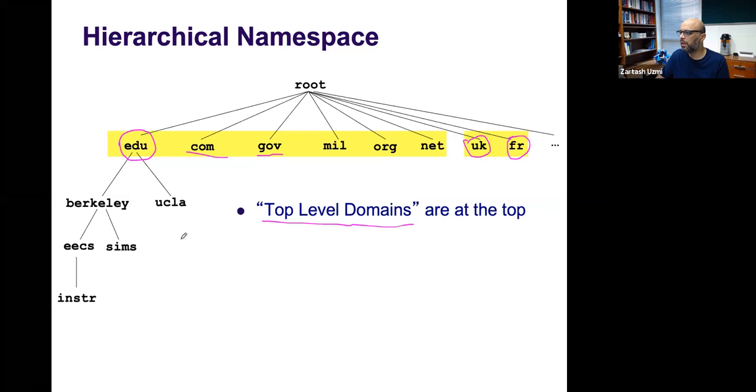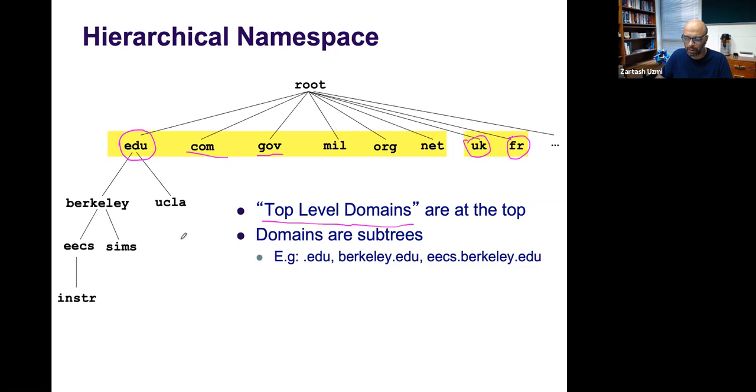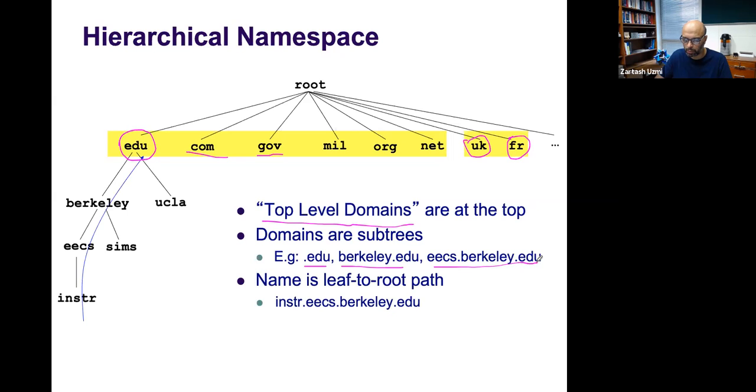This is a tree structure. And this tree structure, by definition, will not have any cycles in it. And so the domains here are the subtrees. The domains are the subtrees. So for example, .edu, and then berkeley.edu, and eecs.berkeley.edu. So a name is a leaf-to-the-root path.